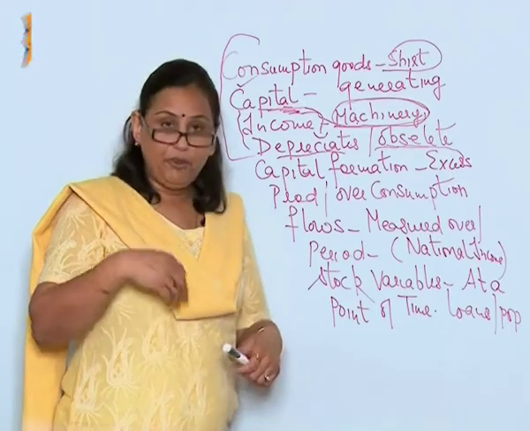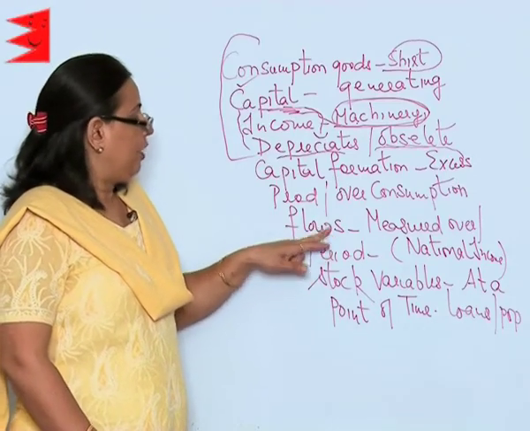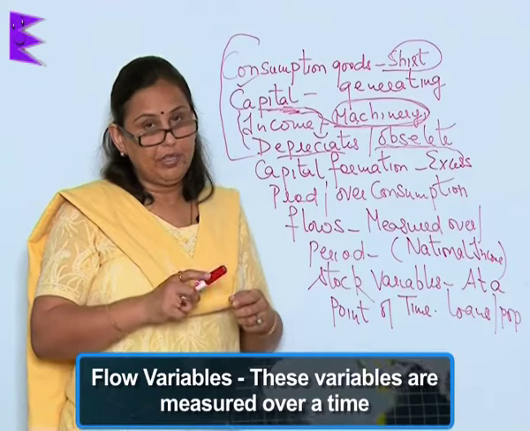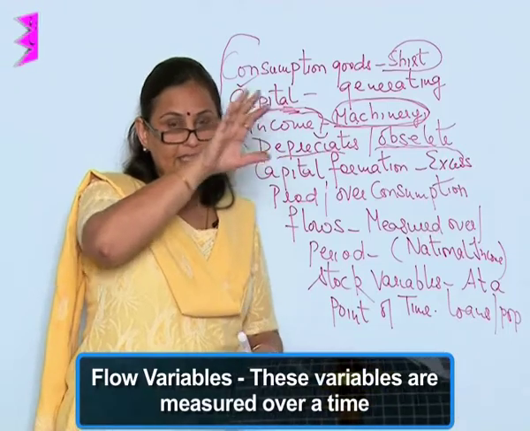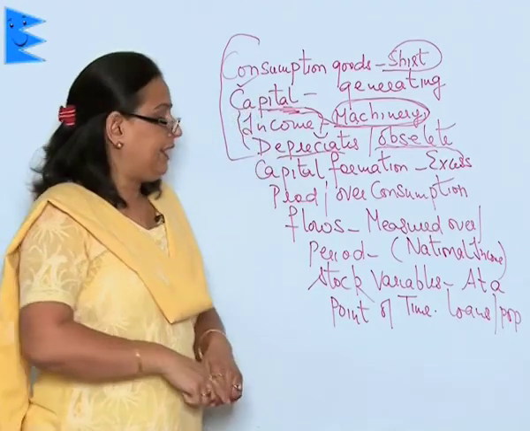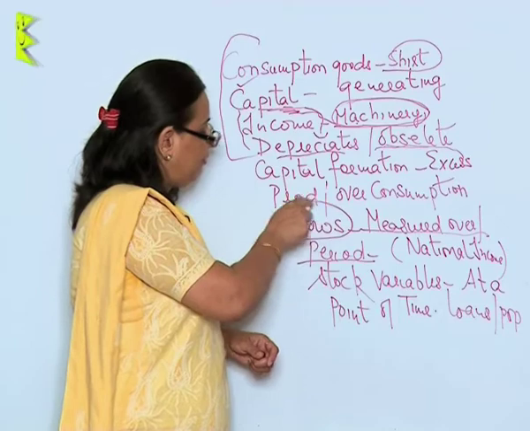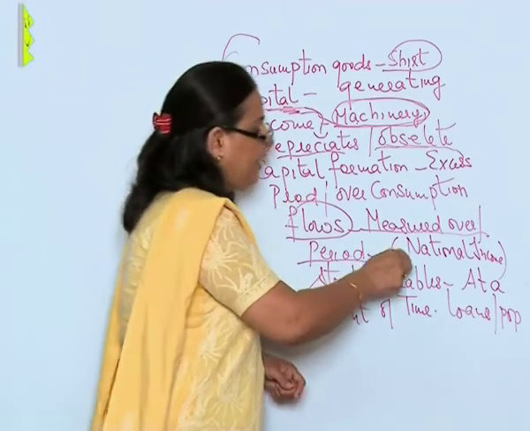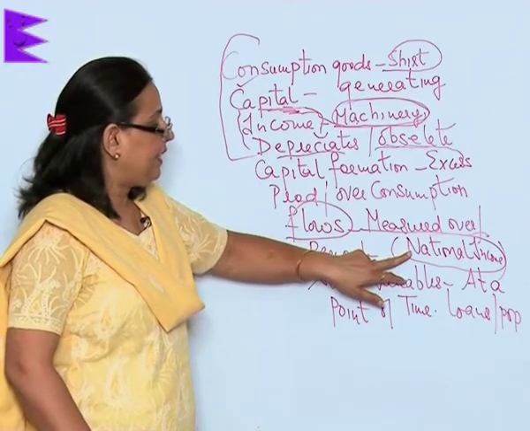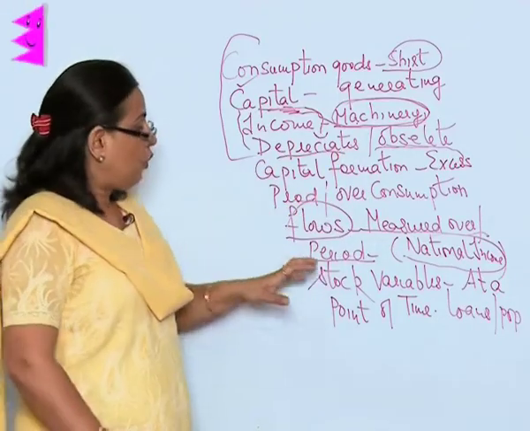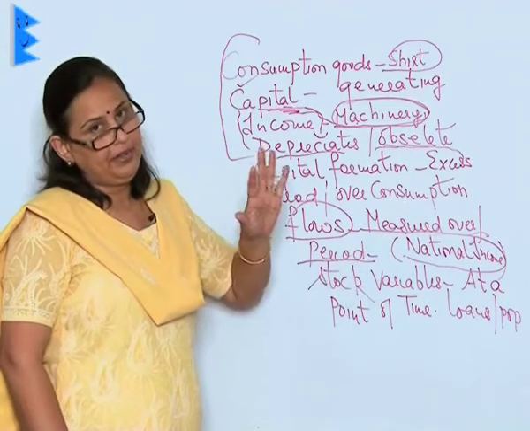Then we talk of the flow variables and the stock variables. The flow variables are those variables which are measured over a period of time, say 1966 or 1999. If I have to give you an example of a flow variable, the best example could be national income. The national income of India, say in 1991, was this much. So, we are measuring this variable over a period of time.